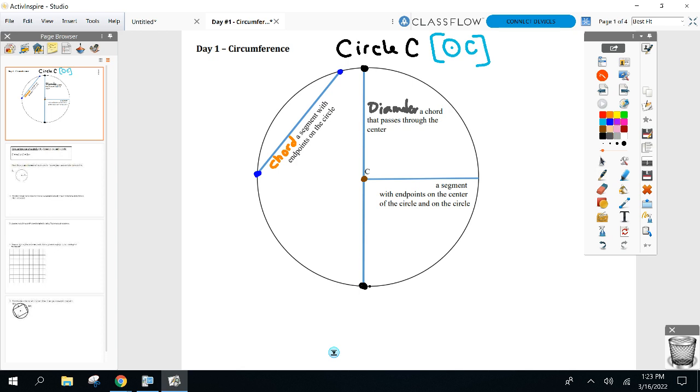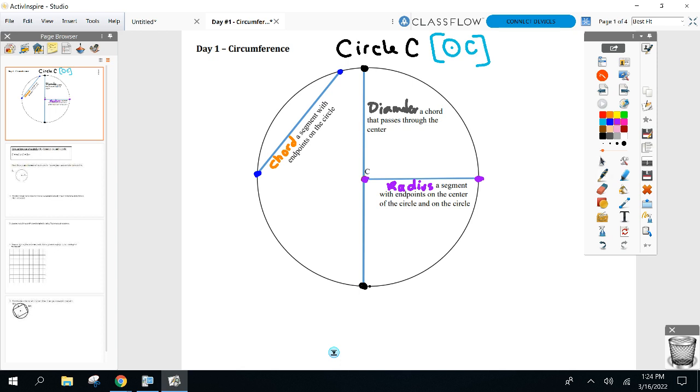What about a segment where one endpoint is on the circle and the other one is the center? So it's not a diameter. It can't be called a chord, right? Can't call it a chord because this one is not on the circle. Avery? Radius. That is a radius, everyone. Center to circle is radius. So I have a chord, which is just a segment on the circle, a diameter, which has to go through the center, and radius, which goes from center to circle.